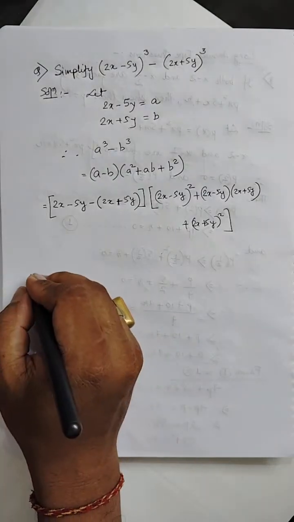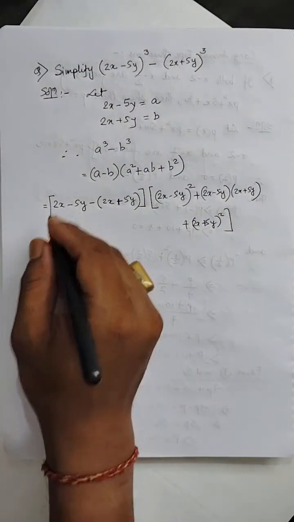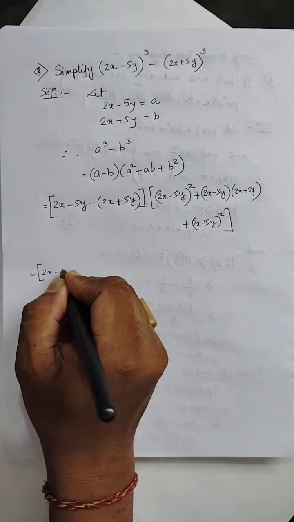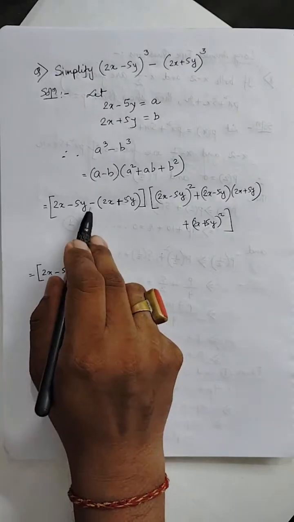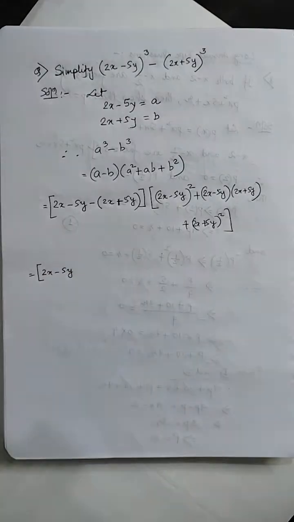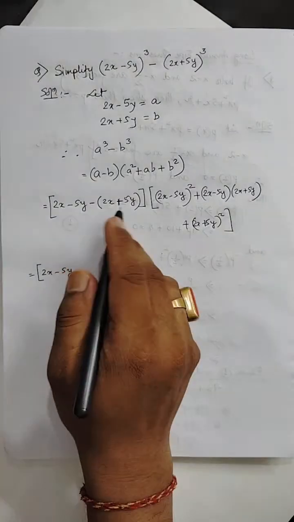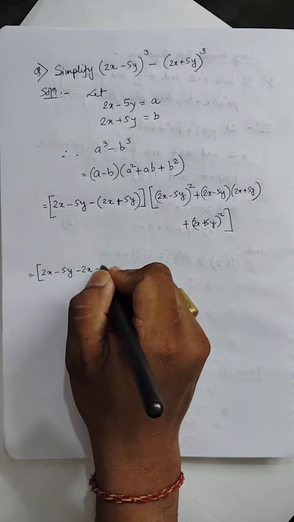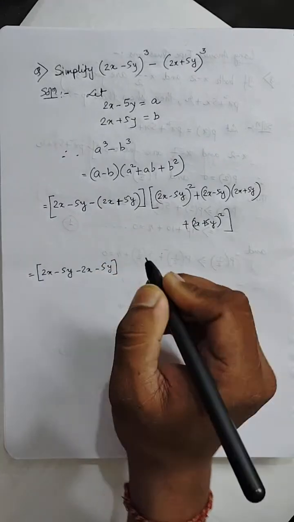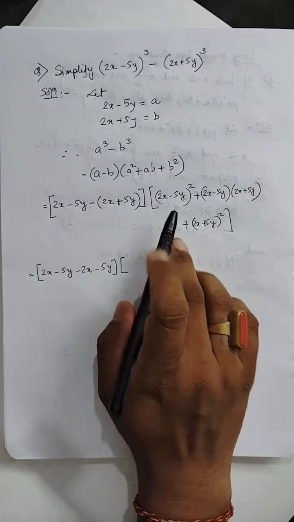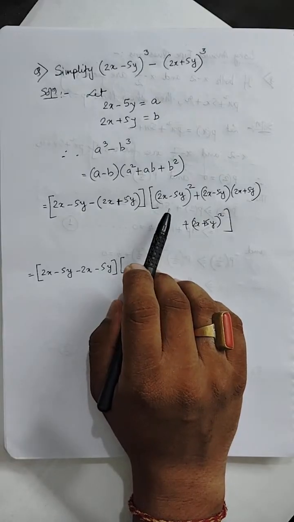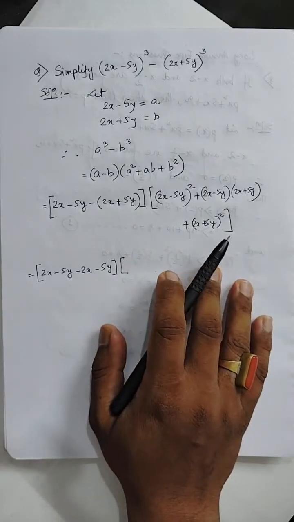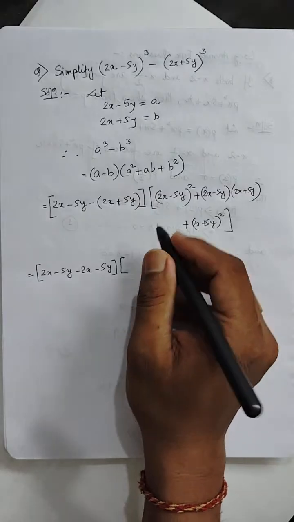Okay. So now this is 2x minus 5y and minus into 2x is minus 2x, and this is minus 5y. And then this is in the form of a minus b whole square, or (x minus 5) whole square, whatever you want to say.